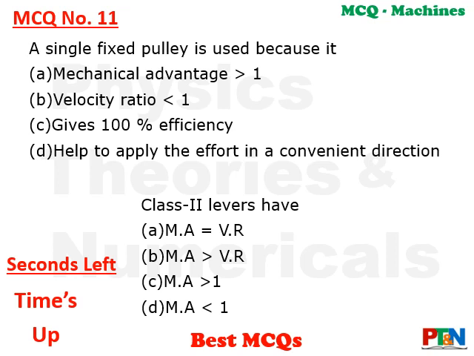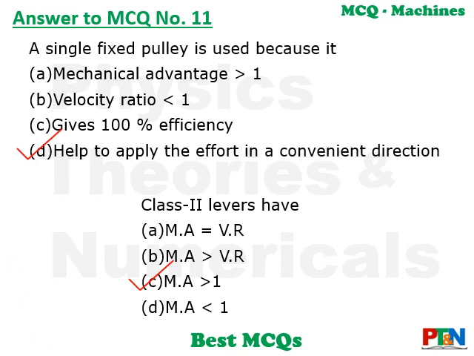Time's up. Let's see the answer. The answer is, for the first one, it is D. Single fixed pulley helps us to apply the effort in a convenient direction. And class 2 lever has mechanical advantage more than 1.